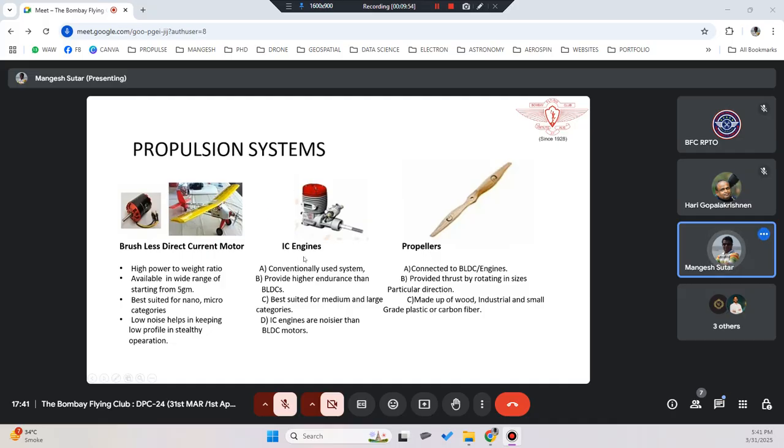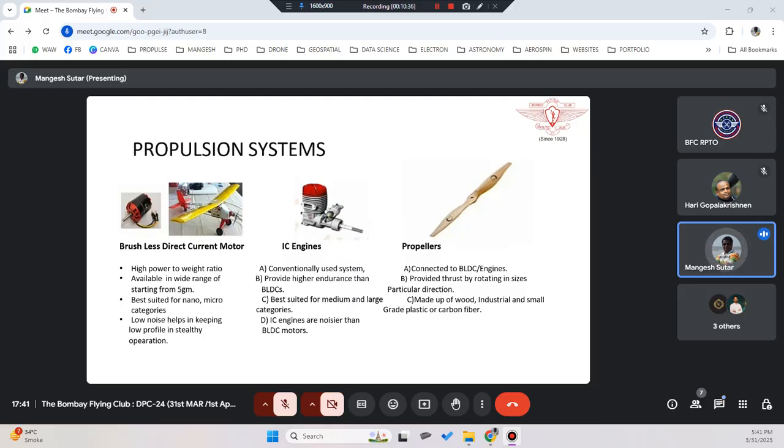Whereas IC engines, the conventionally used system, provide higher endurance than BLDC, because your battery might give you 15 minutes, 20 minutes, 30 minutes. Max to max you can have 60 minutes. The more battery you add, the more capacity you make, but then your aircraft becomes heavier. Whereas an IC engine is for higher endurance. That means an aircraft using an internal combustion engine can fly maximum 1 hour, 2 hours, 4 hours, 6 hours. Sometimes even the bigger IC engines will give you almost 24 hours of flight.